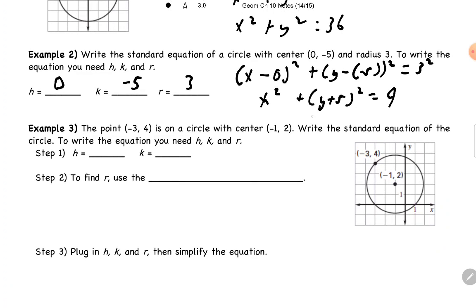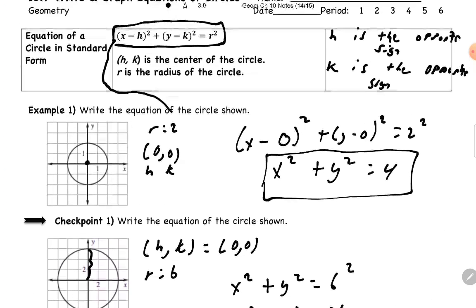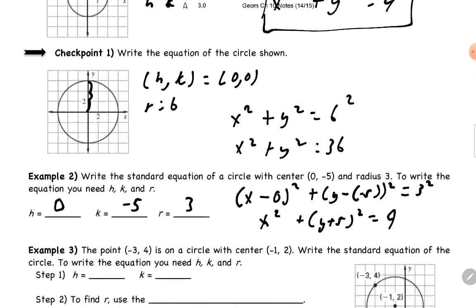So you notice how in this formula here, my k is -5, right? But it becomes a plus 5 in the equation. So that's what I meant by we're going to use the opposite sign.